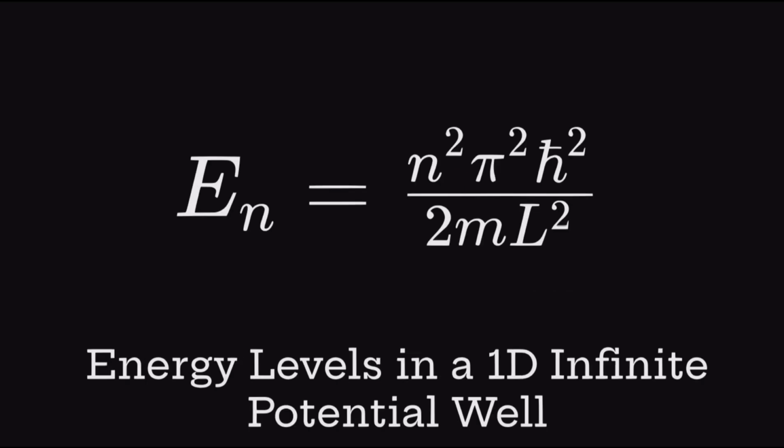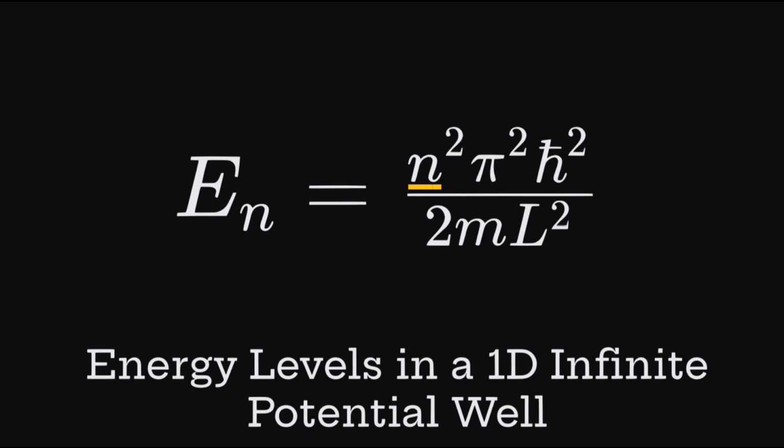The energy levels in an infinite potential well are quantized, meaning the particle can only have specific energy values. This behavior is a direct consequence of the boundary conditions we discussed in slide 13, where the wave function is 0 at the edges of the well. This is E sub n, which represents the energy of the particle in the nth energy level, where n is a positive integer called the quantum number.